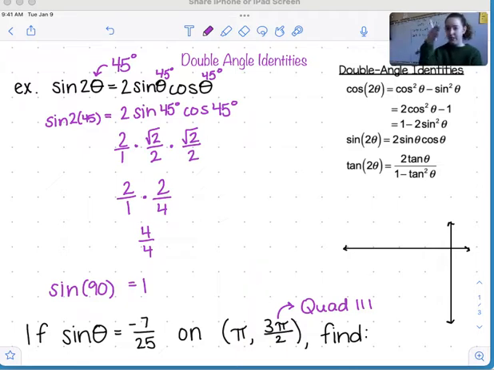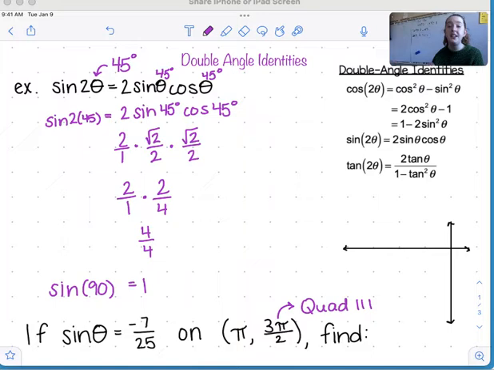Do you see what I'm saying? Because we were in the third quadrant, and then when we double that, we're back over to the first or maybe fourth, second, somewhere in there. So don't worry about those signs. They will work themselves out.